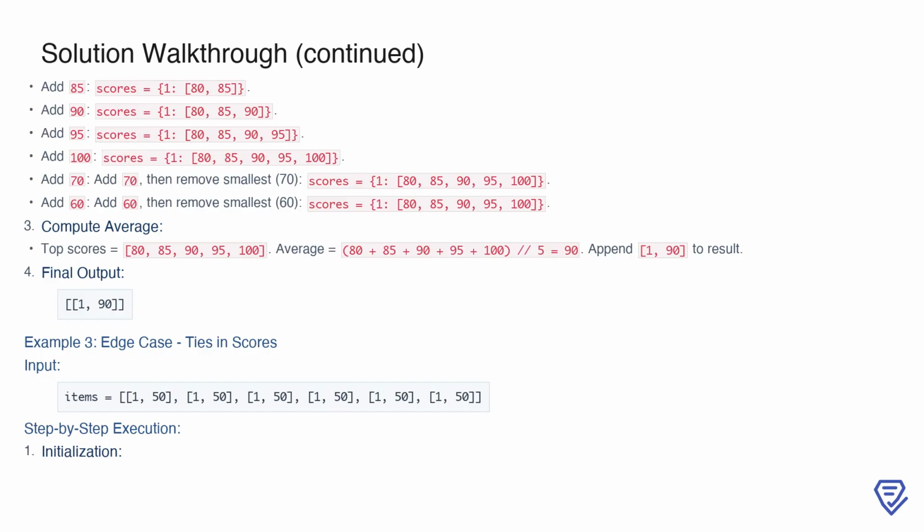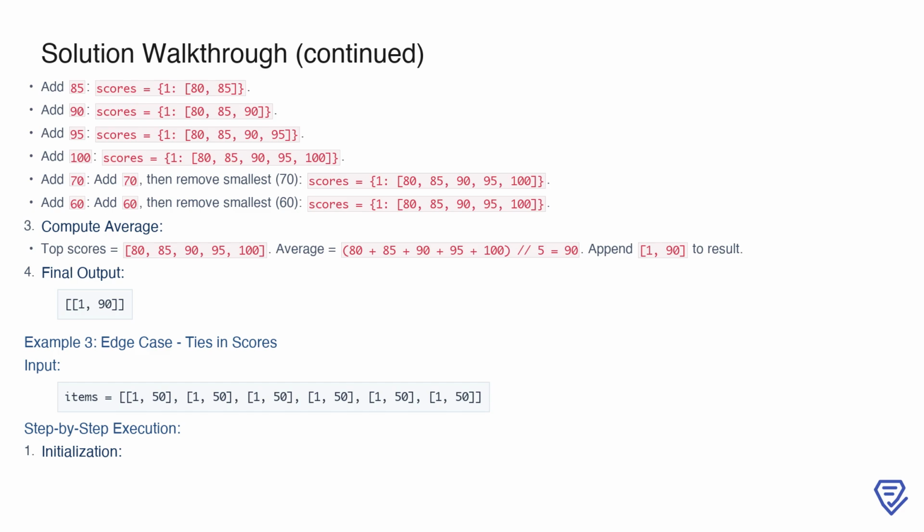Once all scores are processed, we compute the average of the top scores 80, 85, 90, 95, 100. The sum of these values is 450, and dividing by 5 gives an average of 90. We append 1, 90 to our results. The final output for this example is 1, 90.